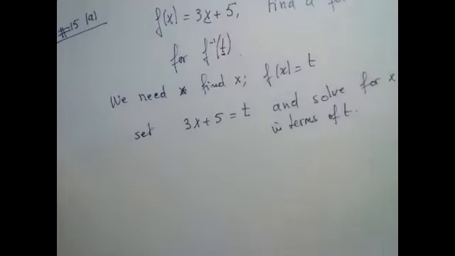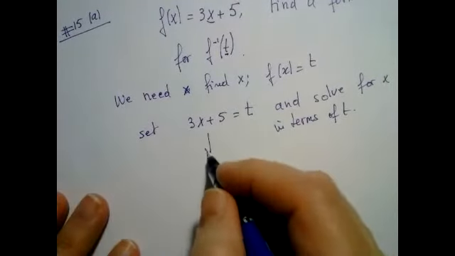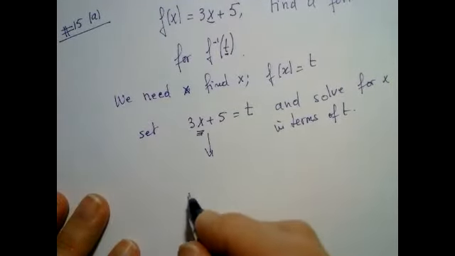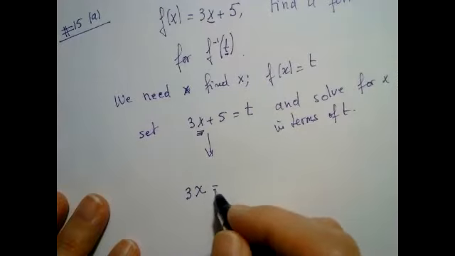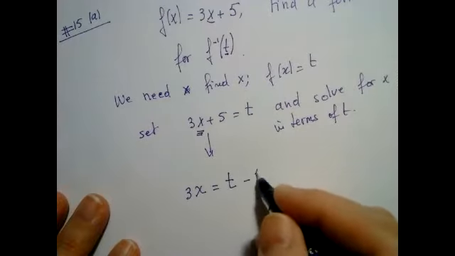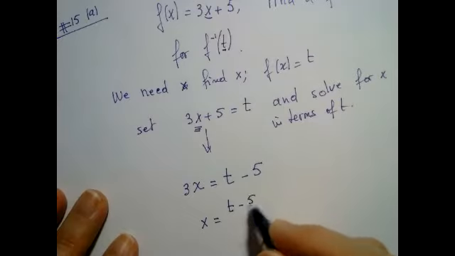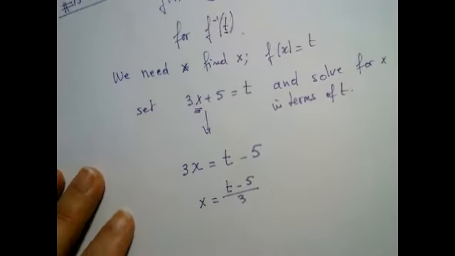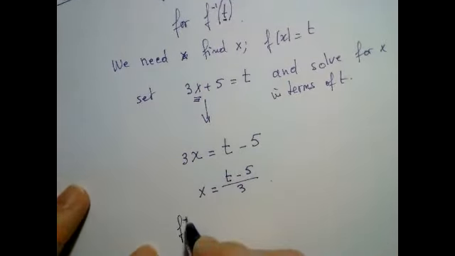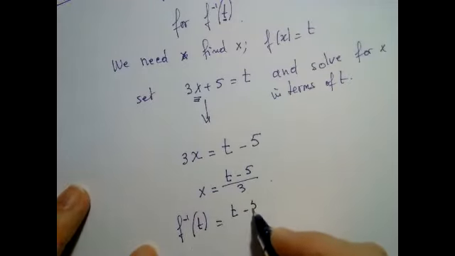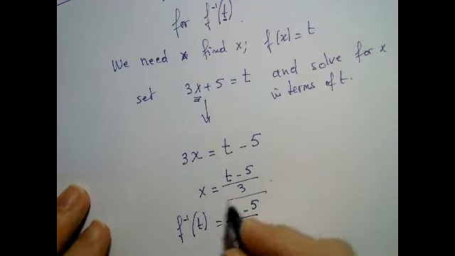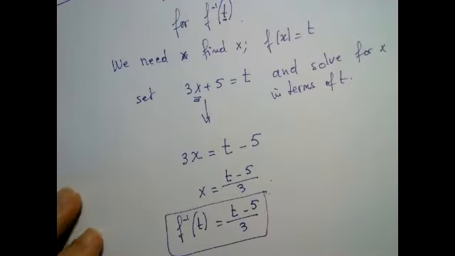Okay. So we solve. I need to isolate my x. It means 3x equal, I take away 5 from both sides. It means my x is t minus 5. I divide by 3 to get my x. So it means if I know my output, my input will be given by the formula t minus 5 divided by 3. That's the formula for f inverse of t.